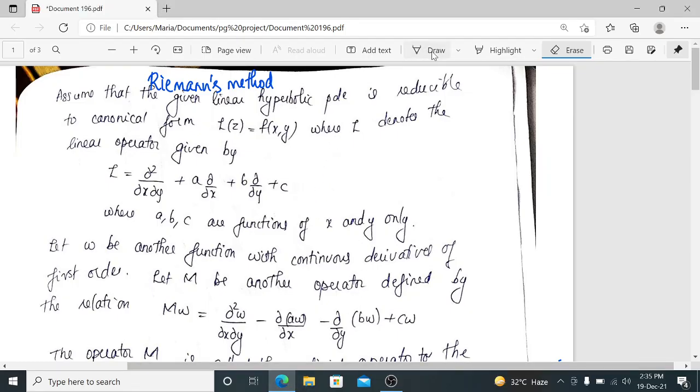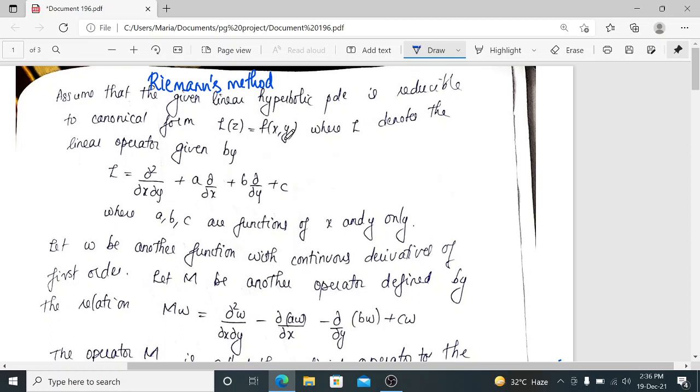So let us look at a method called Riemann's method for finding the solution of a linear hyperbolic PDE. In Riemann's method, we will be finding the solution of a linear hyperbolic PDE subject to certain boundary conditions. So let us look at what the solution is using Riemann's method.